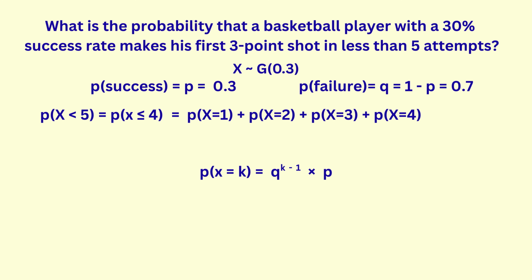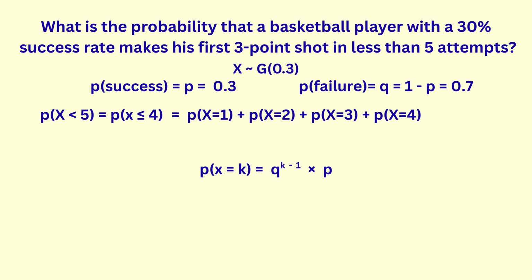We'll use the geometric formula for each. Remember that when using the formula, the probability of failure, q, is always raised to the power of x minus 1, while the probability of success, p, is always raised to the power of 1, which is just p. So the probability of x equals 1 is probability of failure, which is 0.7 to the power of 0, times probability of success, which is 0.3 to the power of 1.